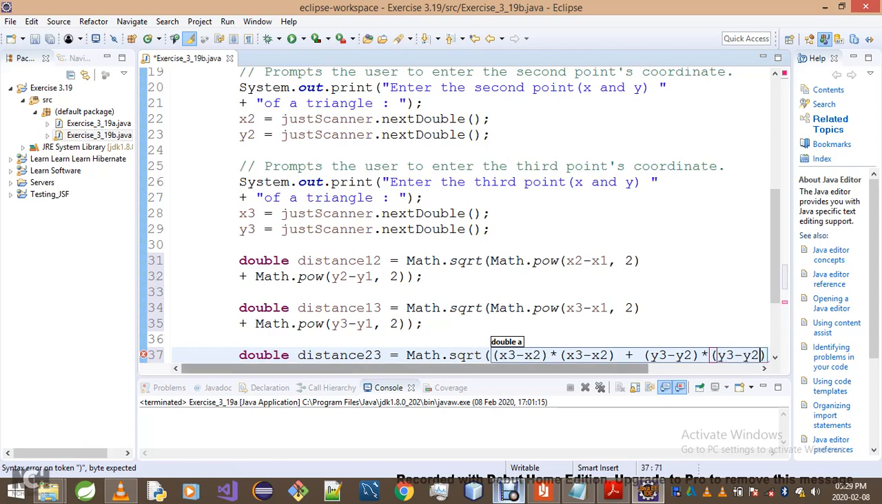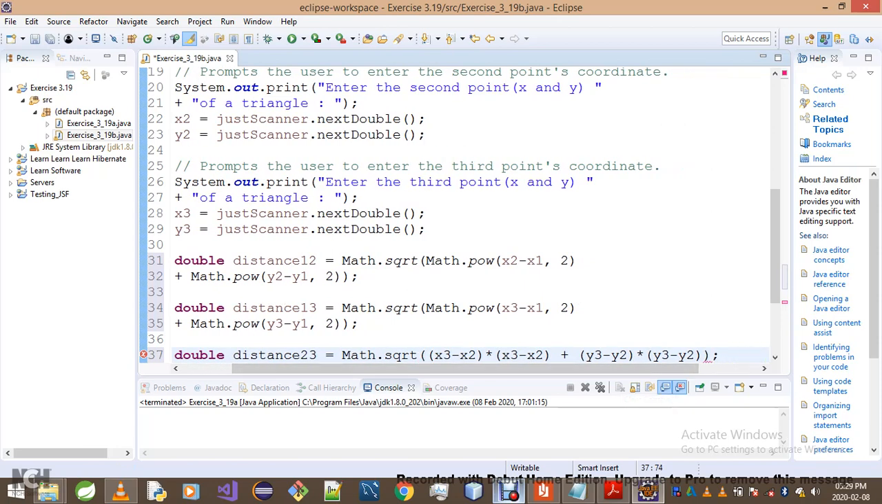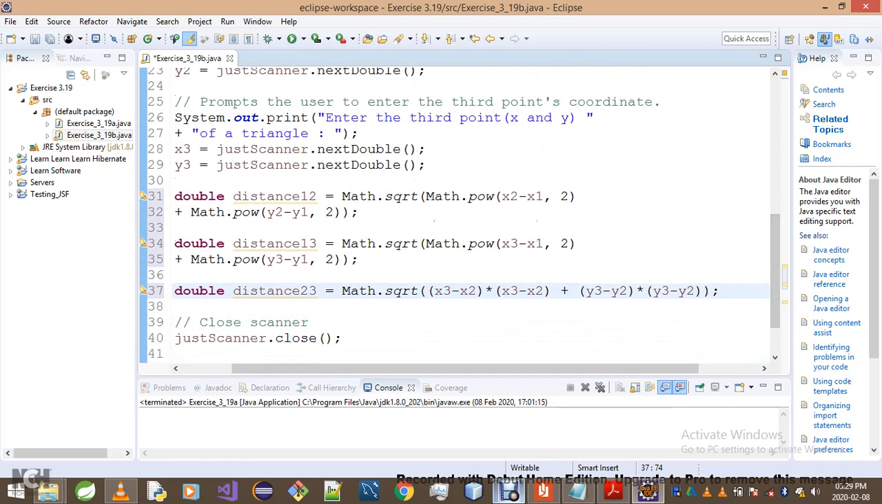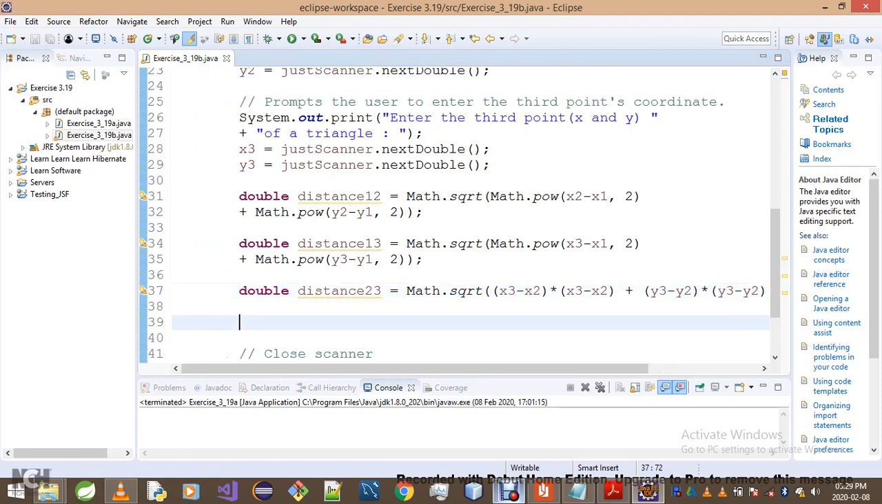Once you do that, this is more or less the same as what we had above. It's just that this time around we're no longer using the math.pow method, but the idea is the same. We're basically getting a square root of x2 minus x1 squared plus y2 minus y1 squared in order to find the distance between point number 1 and point number 2. Likewise, for the other two distances, the idea is the same.